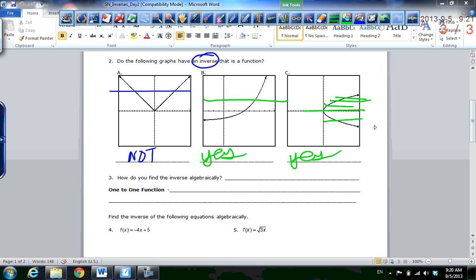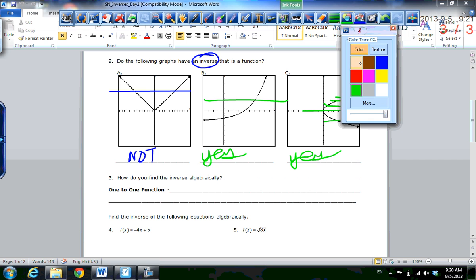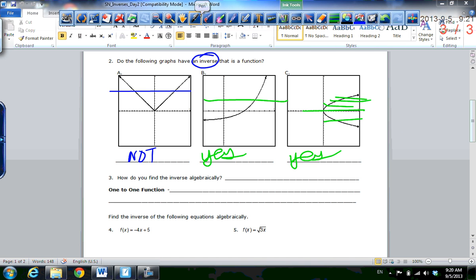Okay, number 3. How do we find an inverse algebraically? How did we do it yesterday? We could sum it up in like 5 words. Switch x and y. Cool, I like it. Good start. Switch x and y. And solve for y. Well done. Switch x and y, then solve for y.